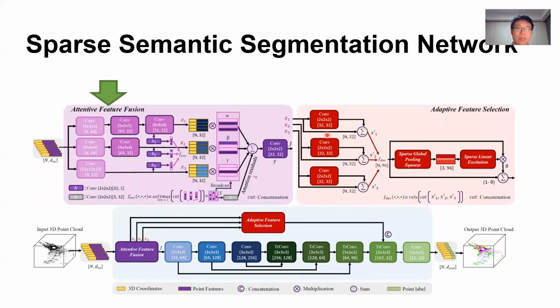Our sparse 3D neural network is designed for better exploring the spatial context information using sparse convolutions. The structure contains two major parts: the Attentive Feature Fusion module, named AF2M, and the Adaptive Feature Selection module, named AFS, which will be covered in the following slides. Here, AF2M is a multi-branch structure combined with attentive feature fusion. AFS is a squeeze excitation module used to filter out the redundancy introduced from the multi-branch output.